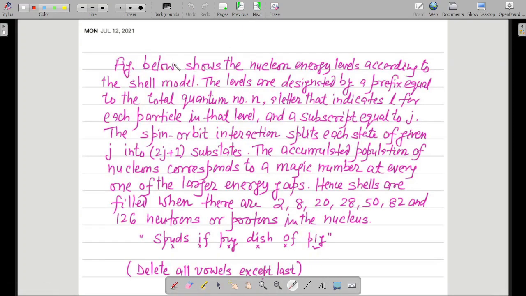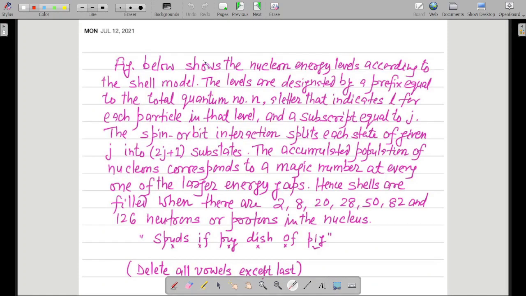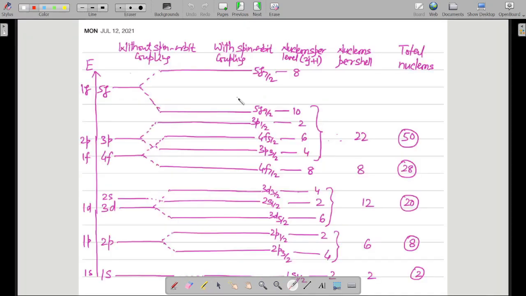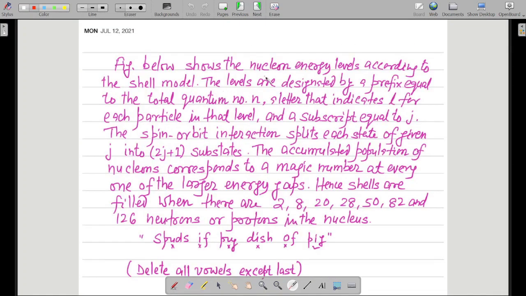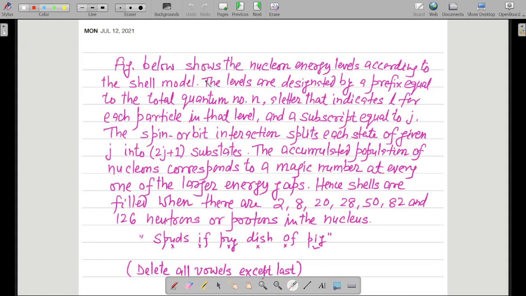Now the figure below, that is on the next page, shows the nucleon energy levels according to the shell model. The levels are designated by a prefix equal to the total quantum number n. The prefix here, 1, 2, 3, 2, 4, 3, 5, etc., is the principal quantum number n.